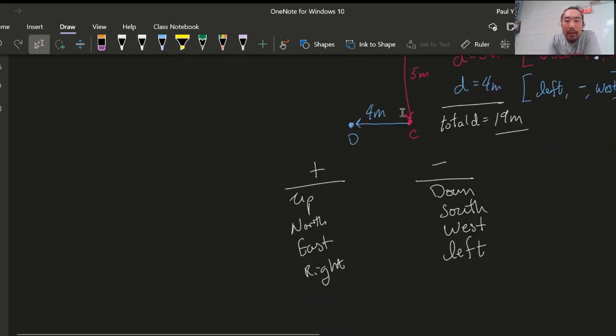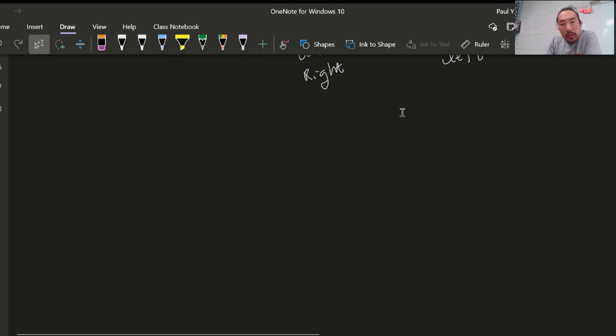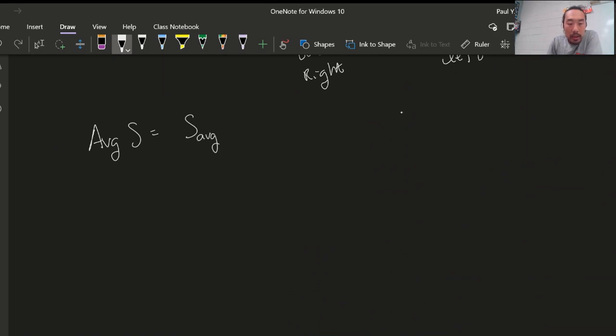Okay, so now that we have the general definition of speed, let's get into average speed. In physics we use a lot of what we call subscripts. It comes after the variable and it's lower and a little bit smaller. And you are looking for the total distance divided by the elapsed time, or the total time.